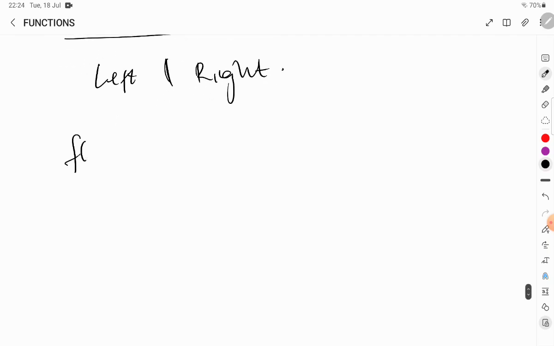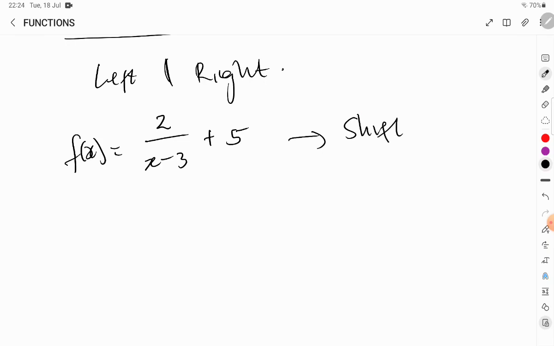Okay, so you have f of x, which is equal to, let's say, 2 over x minus 3 plus 5, right? You want to shift this 2 units to the left.